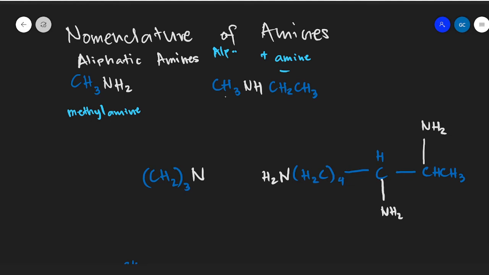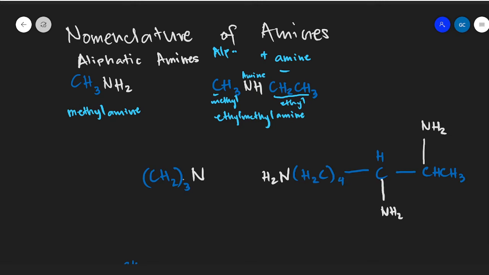So how about this? We have here a methyl group. This is methyl, and this is ethyl. So alphabetically, which comes first? E comes before M. So we have here ethyl, methyl, and this part is our amine. We just follow the order, with the amine at the end. So for this common name, we will have ethyl, methyl, amine. Okay?